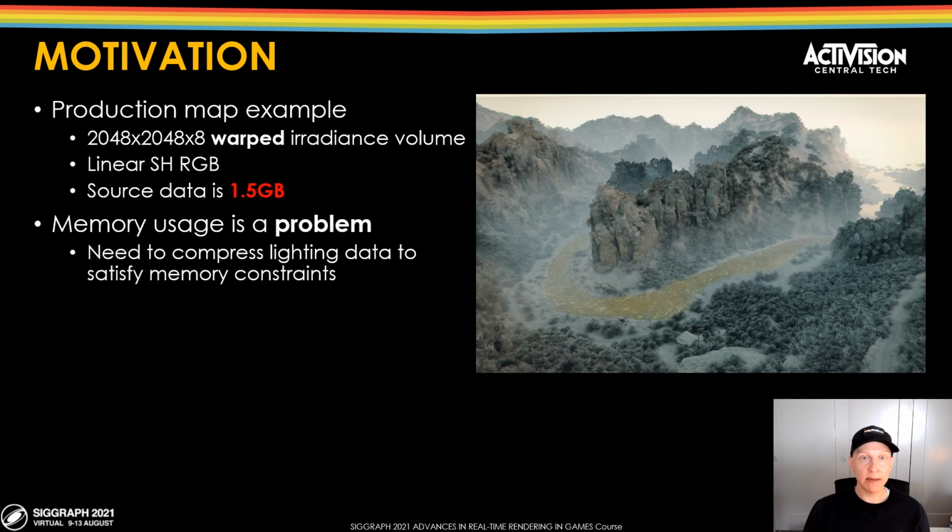Now, if we think about the memory usage for this map, and if we place just a simple linear SH RGB irradiance volume that's reasonable in resolution over the scene, and then compute the source data, we already are at 1.5 gigabytes. So that's a big problem. We can't achieve anything like that. In the rest of the talk, I'm going to go over our new technique to compress this lighting data to satisfy the memory constraints, and how you can obtain a fast and seamless reconstruction from the format.